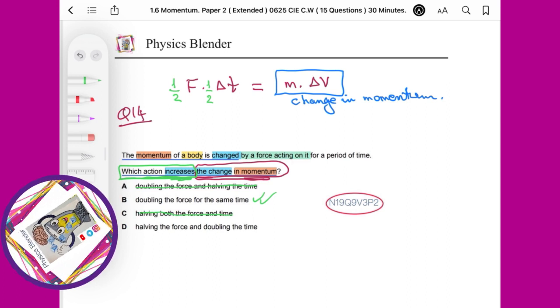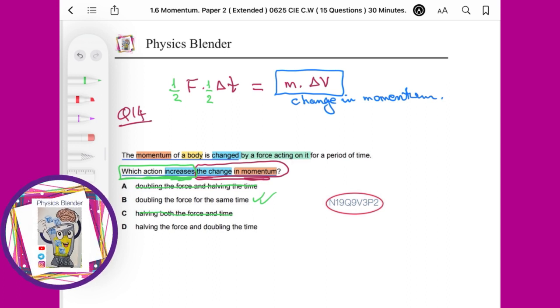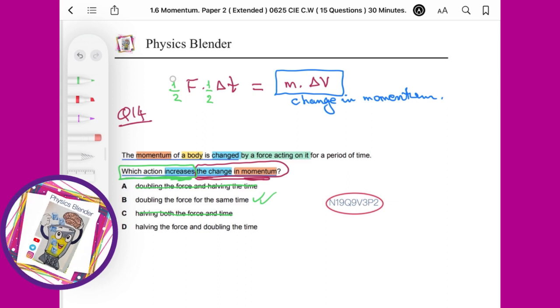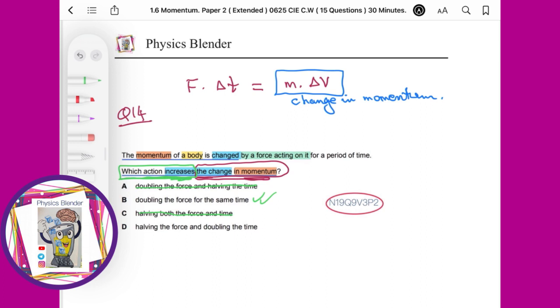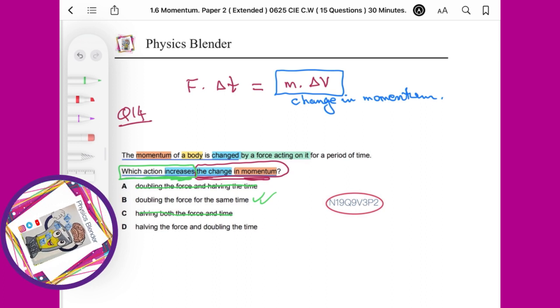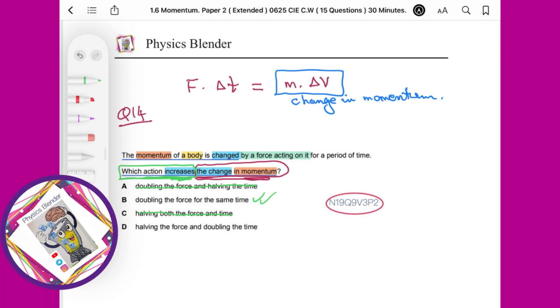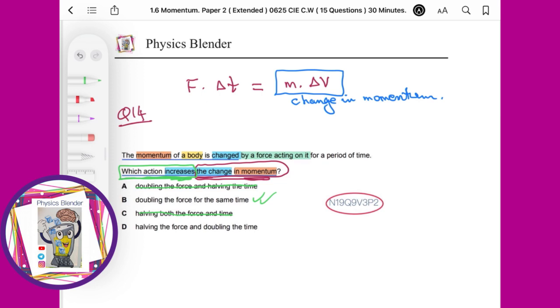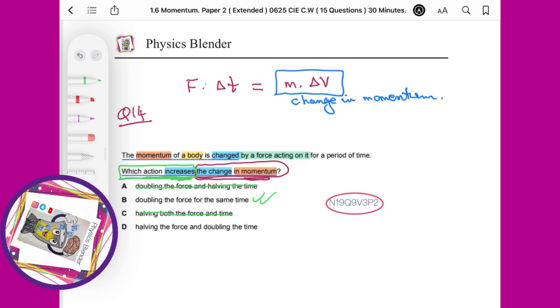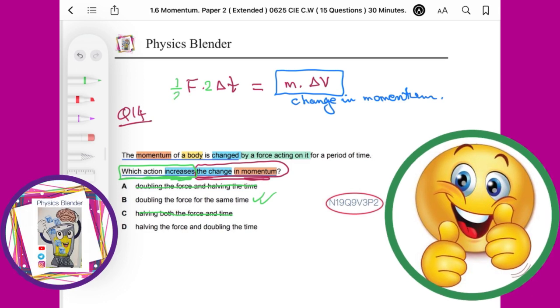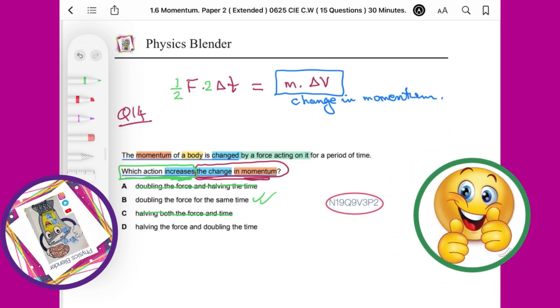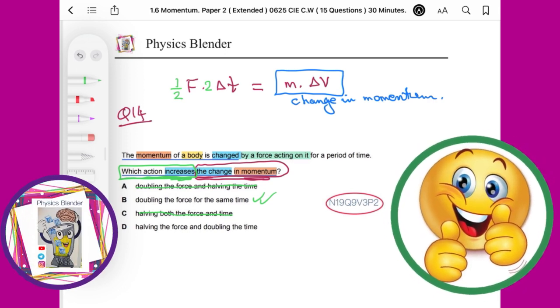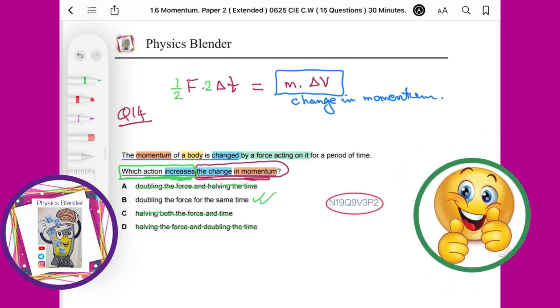You are trying to increase the change in momentum. So here this one is not correct. The last one, if the time is doubled and the force is halved, this will be the same as A. If the time is doubled and the force is halved, so half times 2 is 1, so you will get the same change in momentum. So this one is also incorrect.